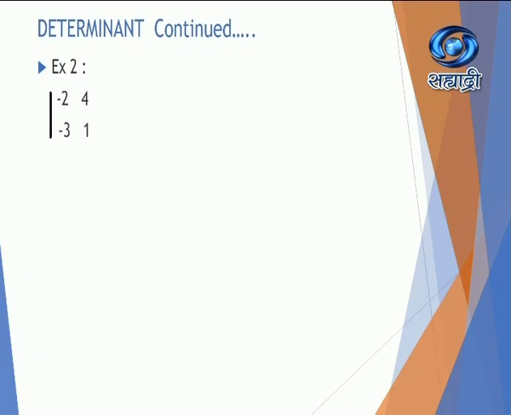Minus 2, 4, minus 3, 1. Here again, minus 2 multiplied by 1 minus minus 3 multiplied by 4. Do not forget to write the bracket, otherwise your answer might be wrong. Minus 2 multiplied by 1 is minus 2 and minus 3 multiplied by 4 is minus 12, but as the negative sign is there outside the bracket and inside the bracket, two negatives will make one positive. So minus 2 plus 12, the answer comes out to be 10.